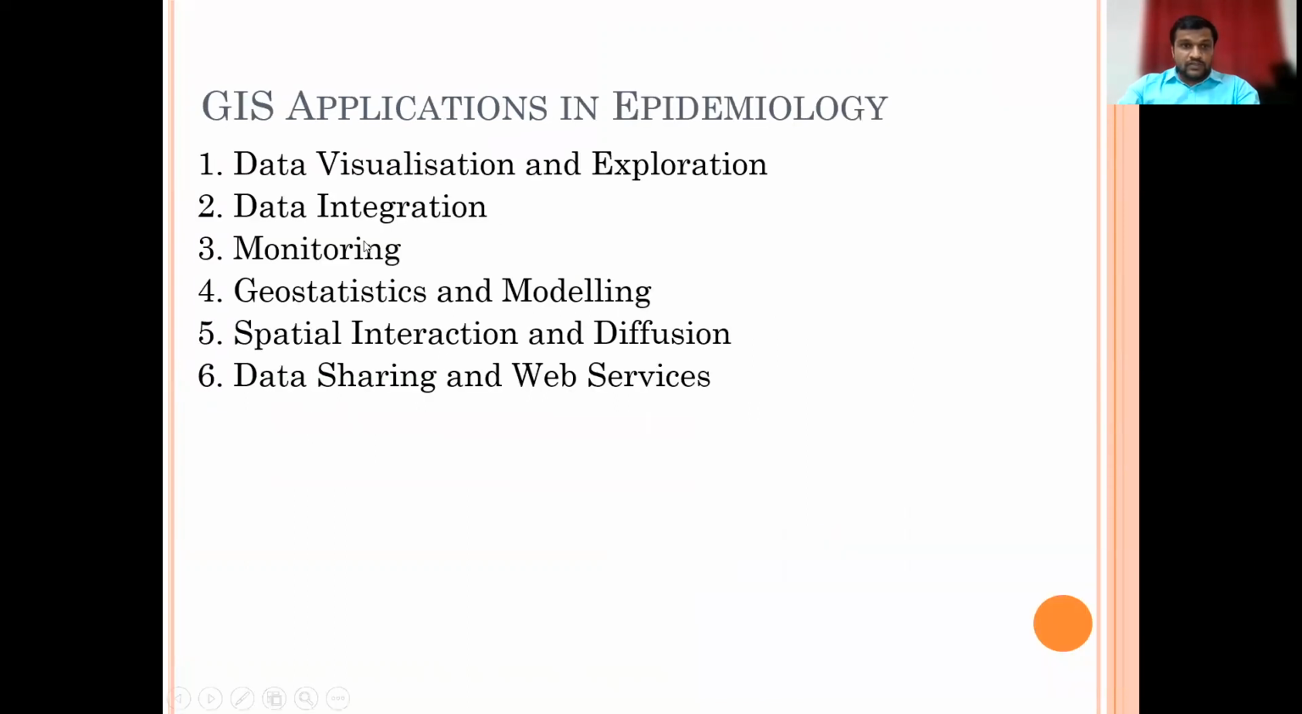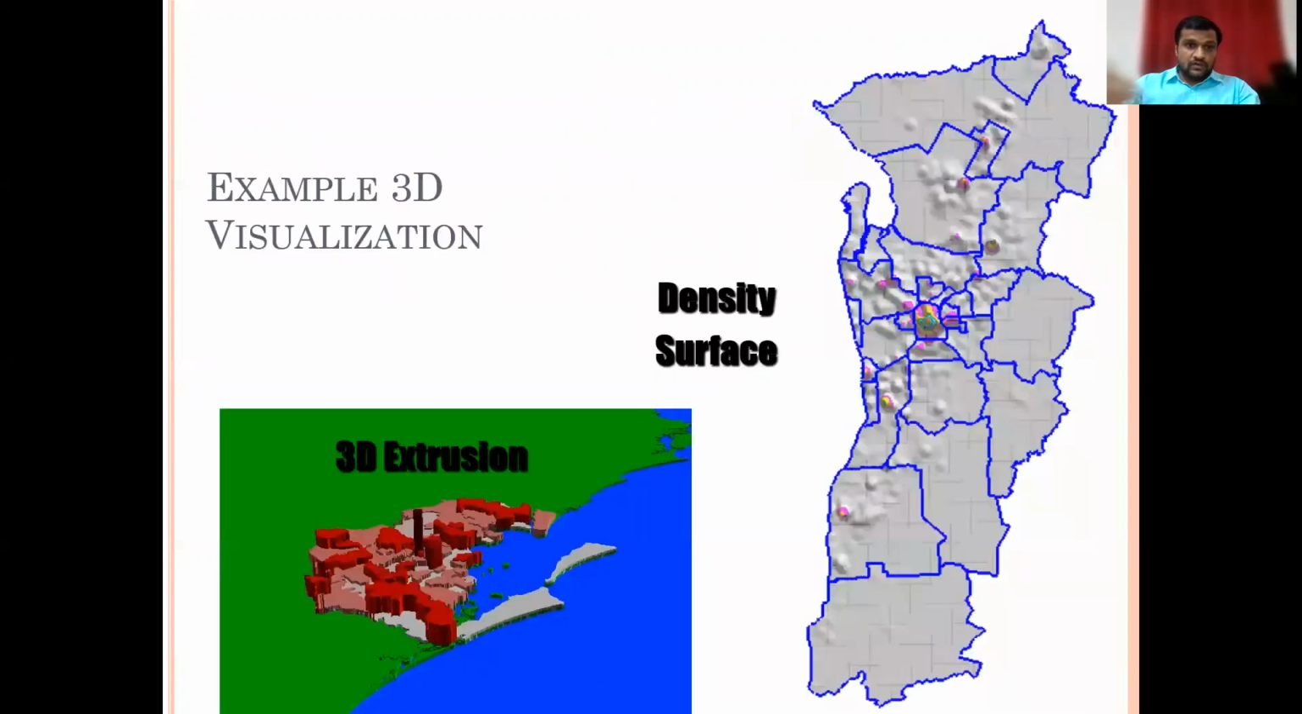Okay, so GIS applications in epidemiology means GIS can be used for data visualization and exploration, the integration of different data sources. We can easily monitor the spreading of any disease. Geostatistical analysis and modeling can be done for the forecasting of any disease in the near future. Spatial interaction and diffusion can be done using GIS, and also we can have web-based services, web-based applications of GIS for the sharing of our maps throughout the internet with different users, different public, different local users. Okay, we can also visualize the data sets using 3D extension.